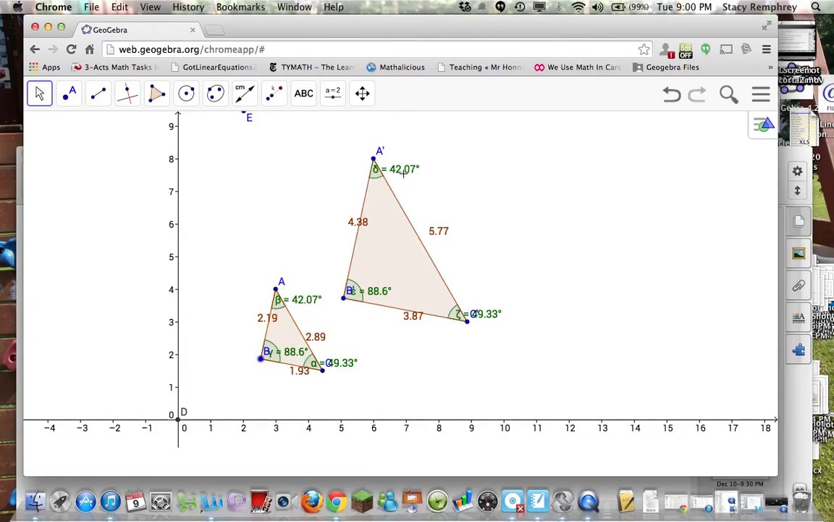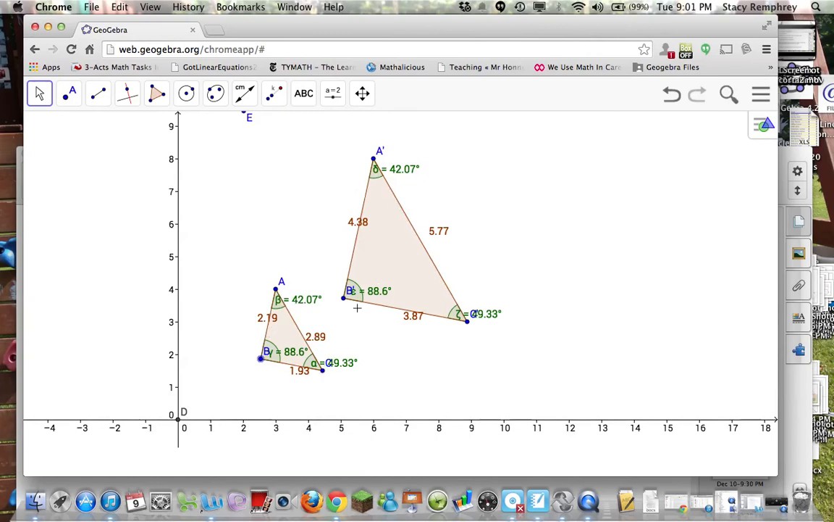So you can see that all the angles are exactly the same. So that meets that first condition. And then all of the sides are in proportion. 2.19 doubled is 4.38. So this has a scale factor of 2 to 1. So they're exactly the same, one is a smaller version of the other.